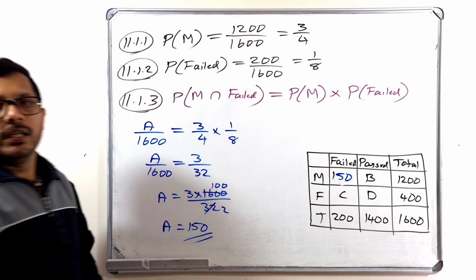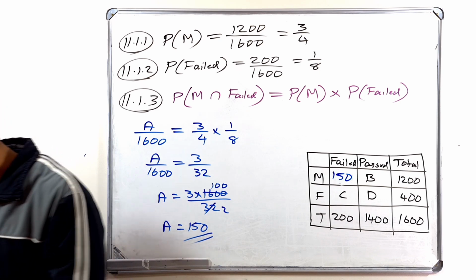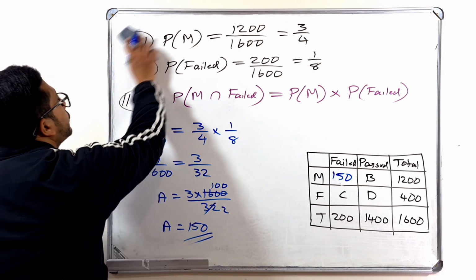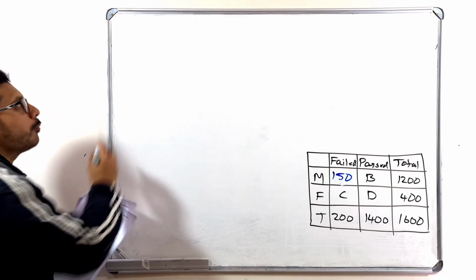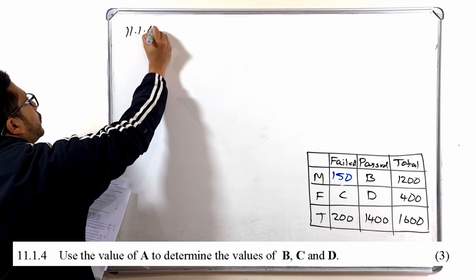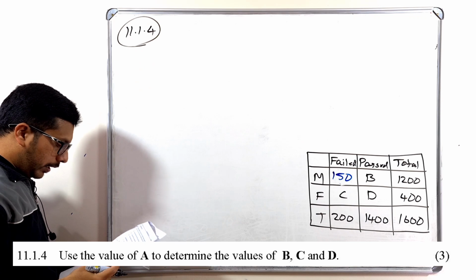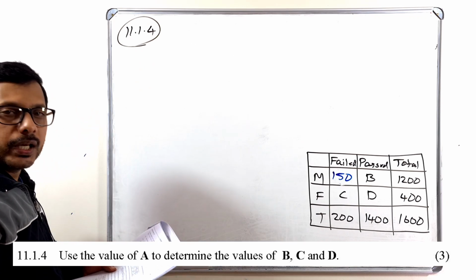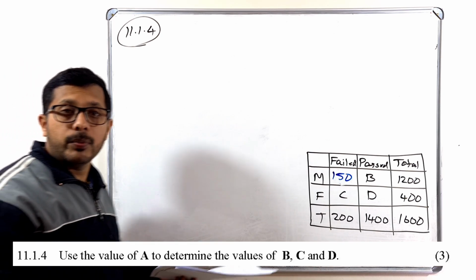Okay. Now let's go to the next question. What is the next question? 11.1.4. Question number 11.1.4. What is that question? Use the value of A to determine B, C and D. Oh, that's a simple question.